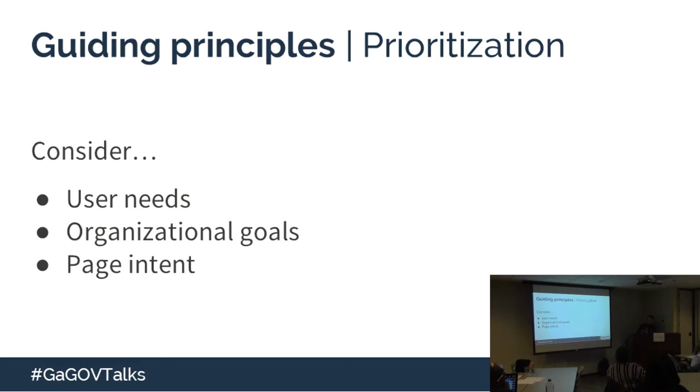And three factors that you might want to consider when you're thinking about prioritization of content, both on a single page and on your website at large, are your user needs. So what are your users here to accomplish? Your organizational needs. So what are you trying to achieve as an agency? And what is the page intent? So what is the purpose of each individual page?